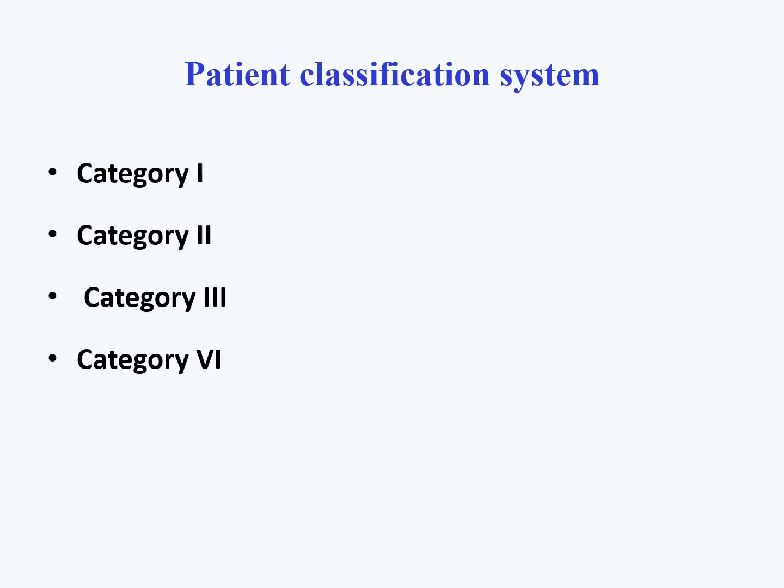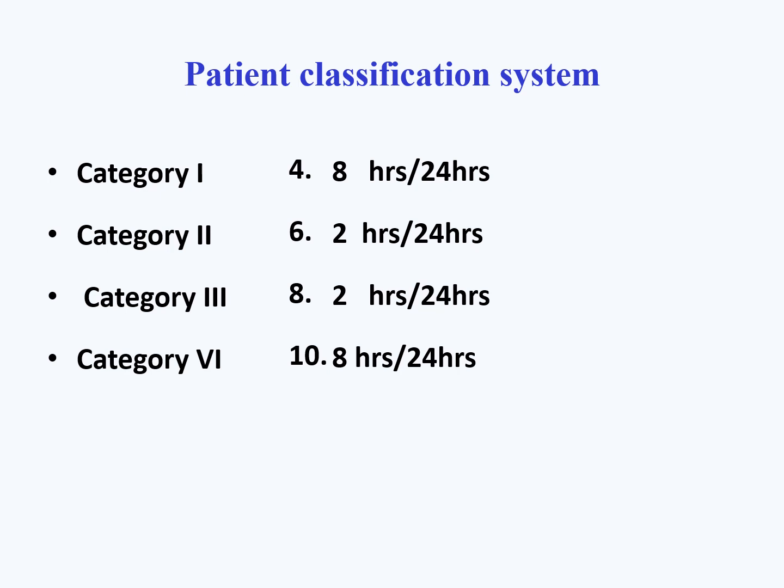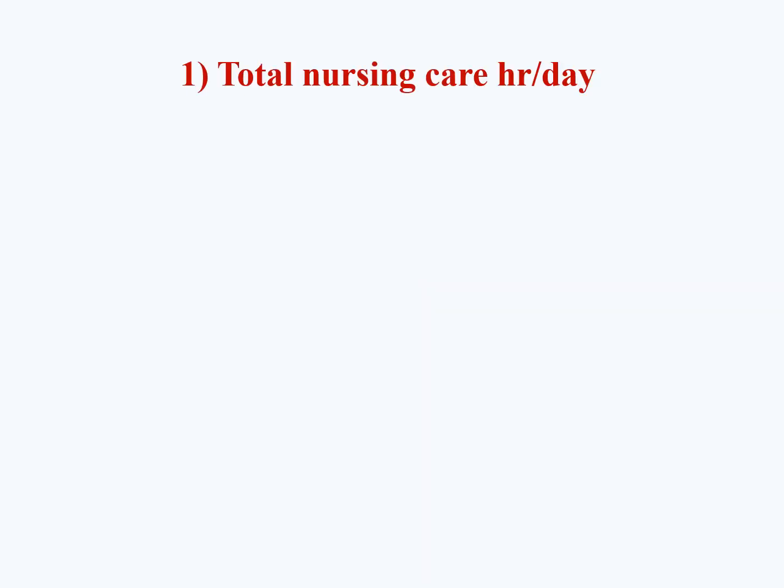As we know, we classified the patient regarding 4 categories, starting from 1, 2, 3, 4. And each category has nursing care hours. Category 1 starts from 4.8, category 2 is 6.2, category 3 is 8.2, category 4 is 10.8. And now we are going to start with the first equation, starting with total nursing care hours per day.